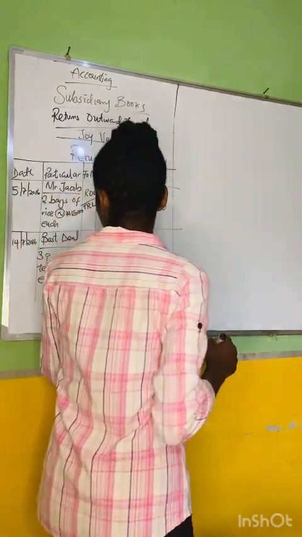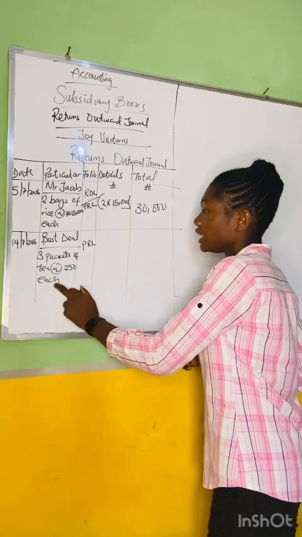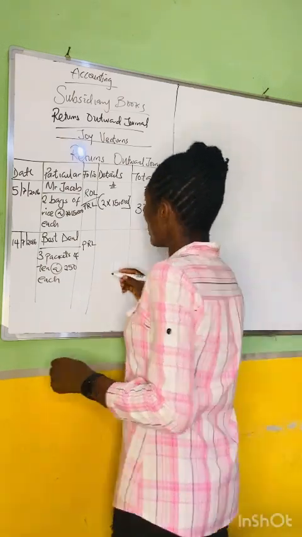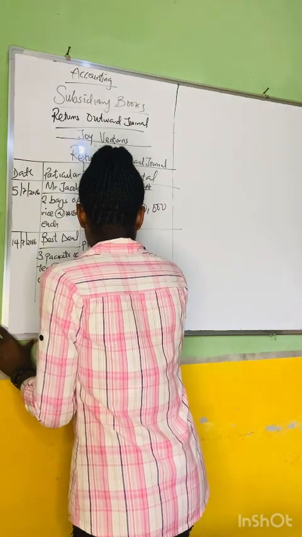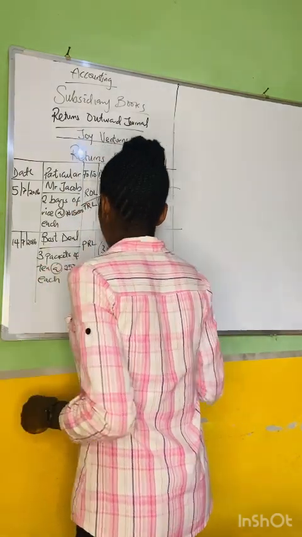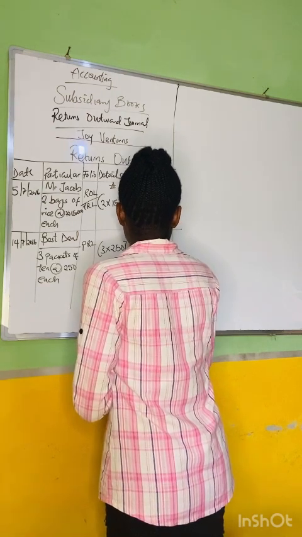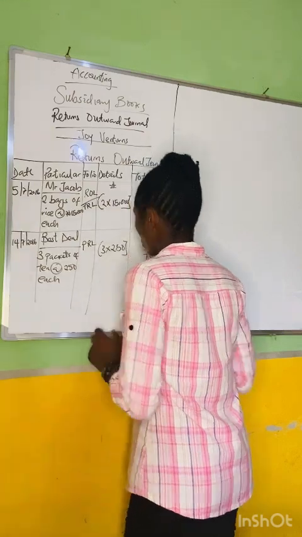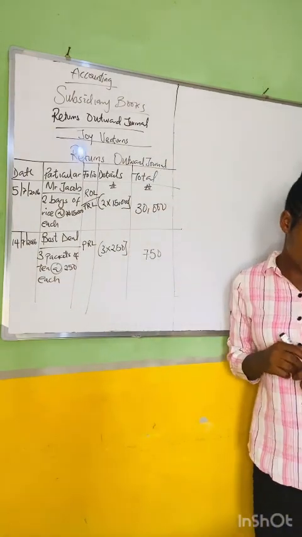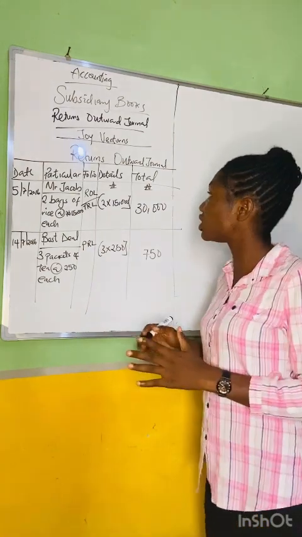All right, so for our details, since it's 250 naira each, we'll be having 3 times 250 naira. And this will be giving us 750 naira. Good. So we'll be having 750 naira. All right, so that was all the returns that were made.